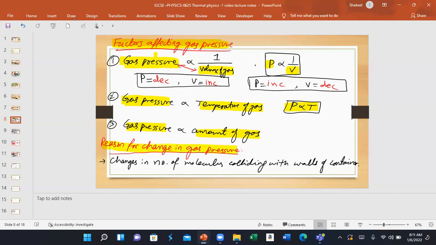For all these three factors, what's the reason for the change in gas pressure? Well, it's common for all of them: changes in the number of molecules colliding with the container. Like in factor one, if you decrease the volume, the molecules get closer to the wall and hence more will be colliding with the wall, so gas pressure increases. Number two, if you increase the temperature of the gas, the particles will have greater kinetic energy and greater speed, and hence they will collide more with the wall. Number three, if you fill more gas in the container, then of course as more gas will be there, more collisions will be there. Hence pressure will increase.